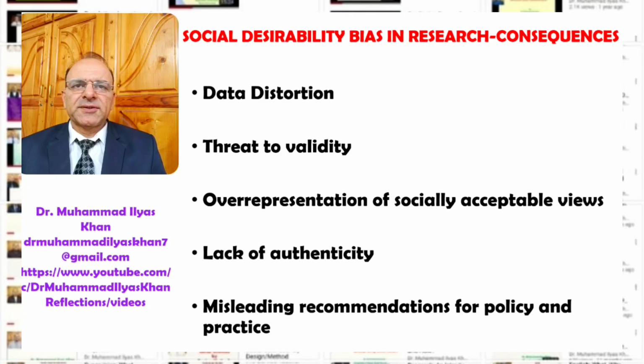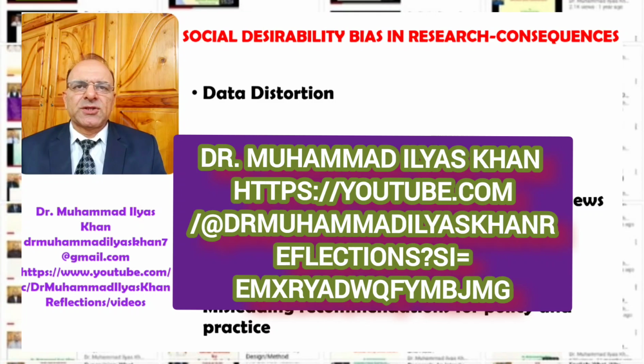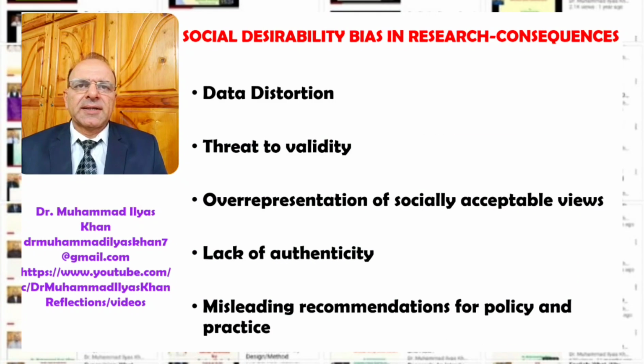Lack of authenticity. Again, authenticity could be compromised on the part of the researcher if they are asking questions that are not getting them the accurate or factual or true data. Or authenticity could also be compromised if the participants are not coming up with truthful information related to the topic that the researchers are exploring.